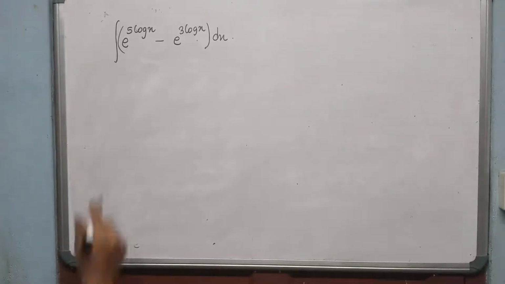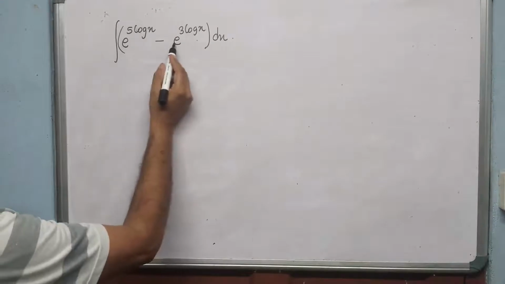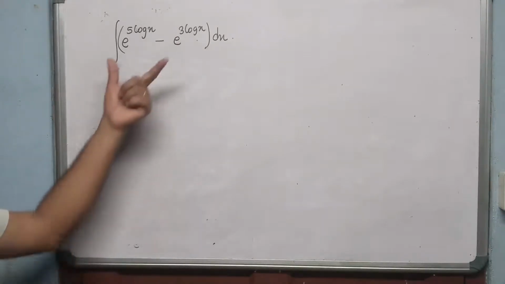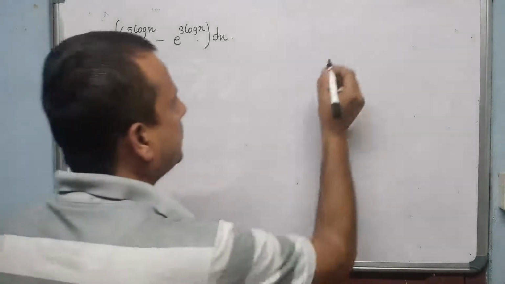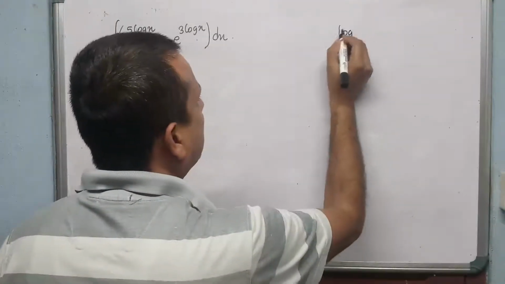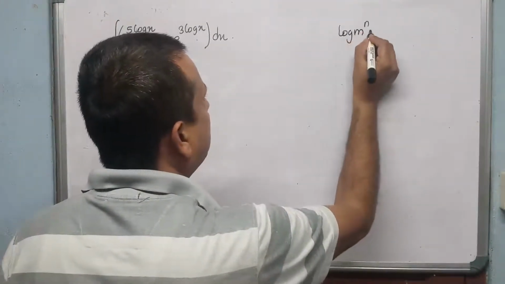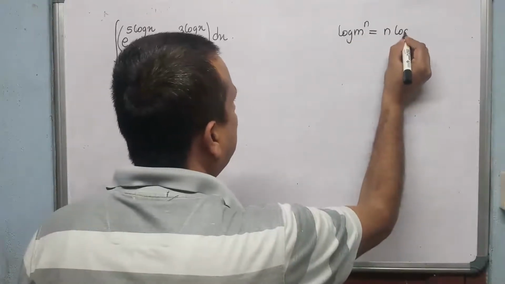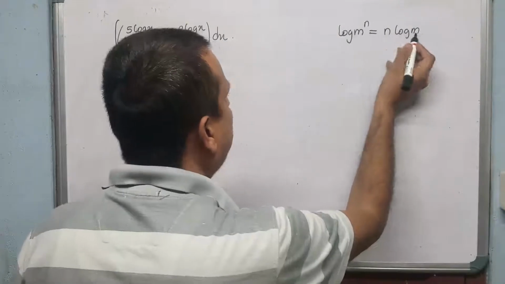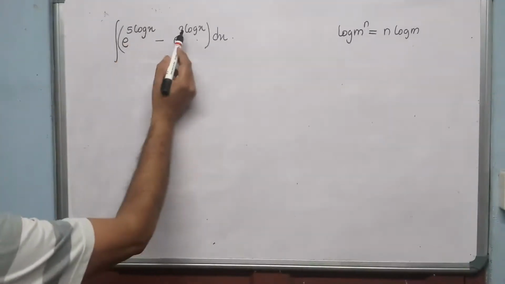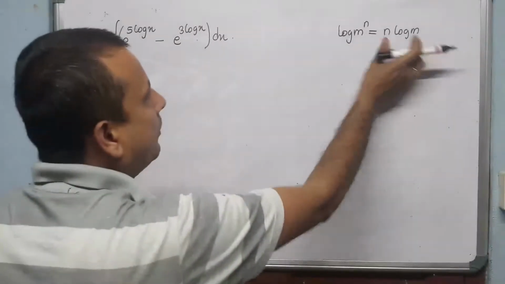Now this question: e to the power 5 log x minus e to the power 3 log x. In these questions you have to use the properties of logarithm. First of all, I'll use this property: log m to the power n means n log m. The given question is in terms of this form, n log m: 5 log x, 3 log x.